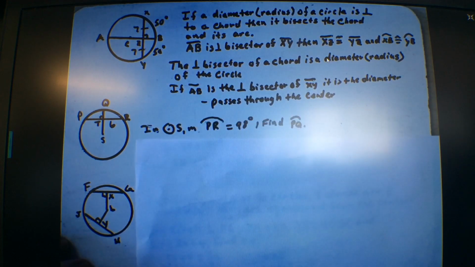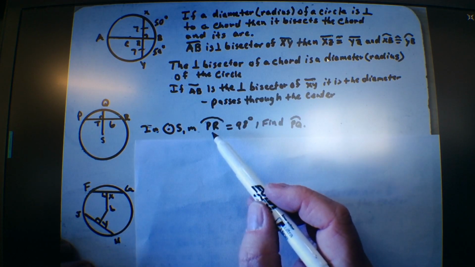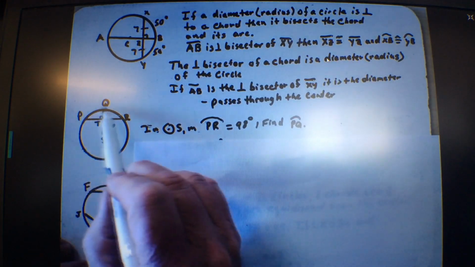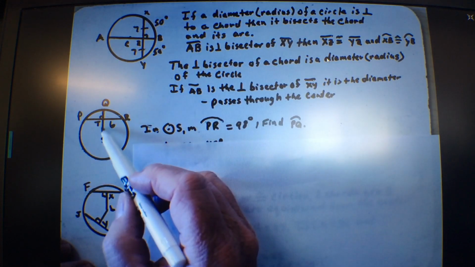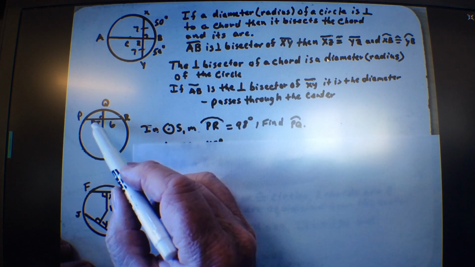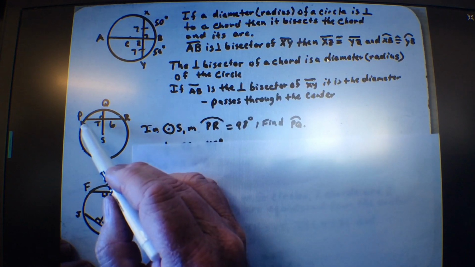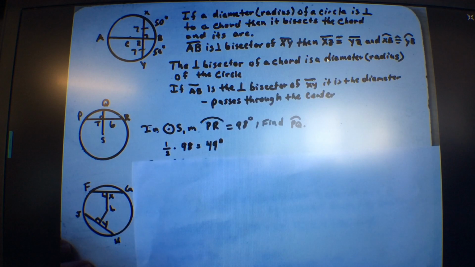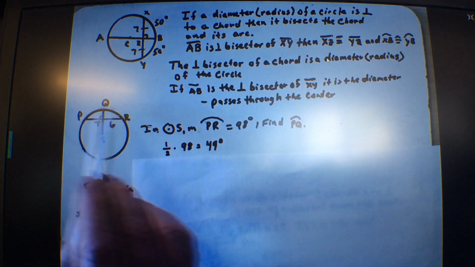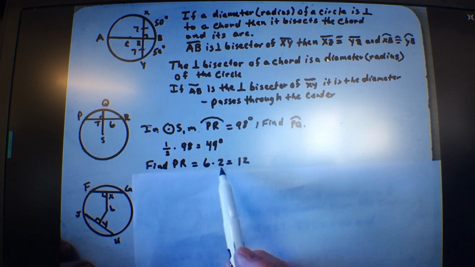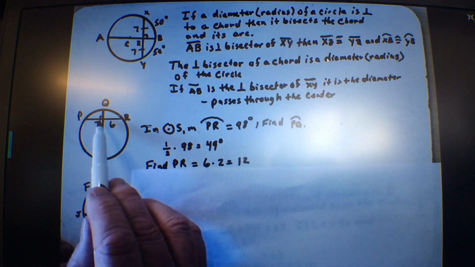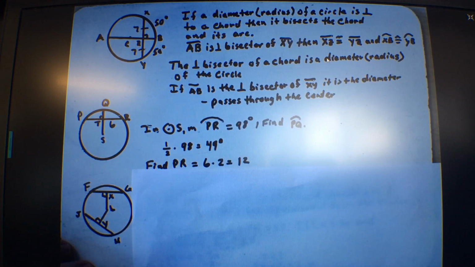All right? So the first question is, in circle S, arc PR, which is this arc here, which is a minor arc, but it's 98 degrees, find PQ. Well, remember that since this is a radius, it bisects not only PR, the segment, but it also bisects the arc PR. Therefore, PQ from here to here is 1/2 of the whole arc, which is 1/2 of 98 degrees, which is 49 degrees. And likewise, PR is equal to, if this PT is 6, the whole thing PR is 12.